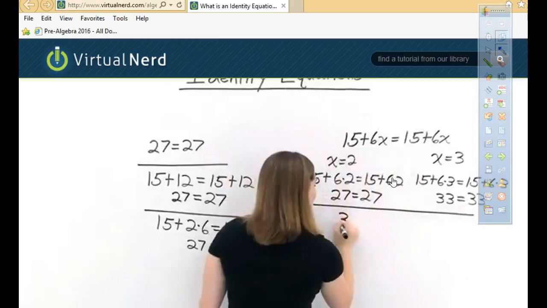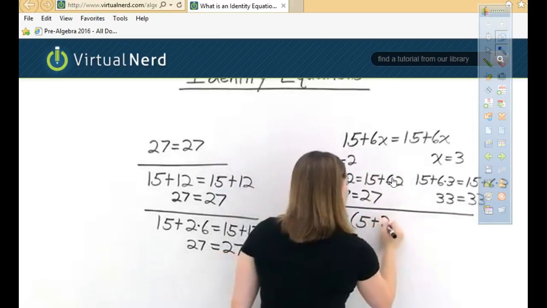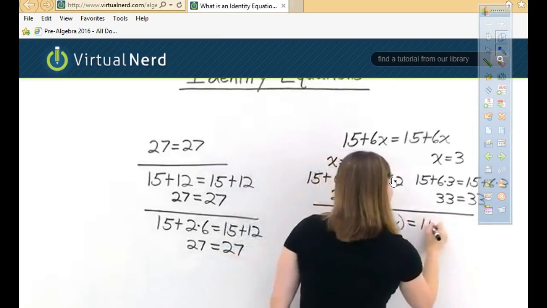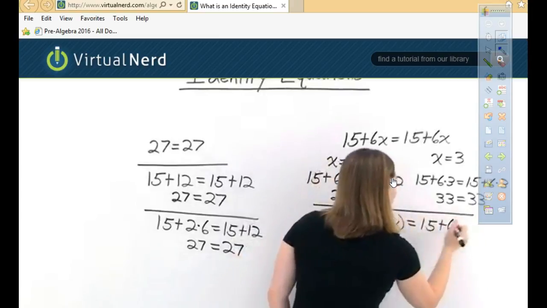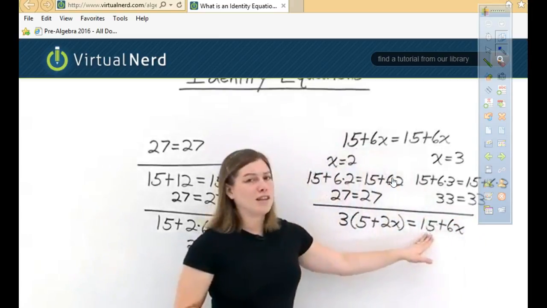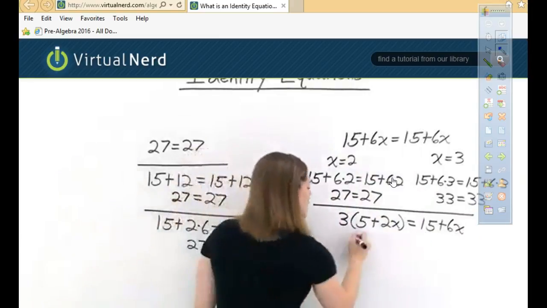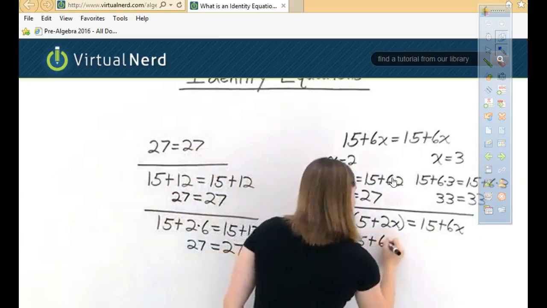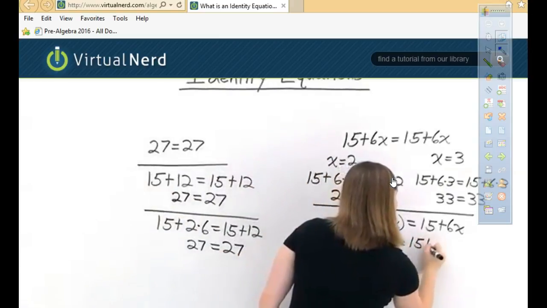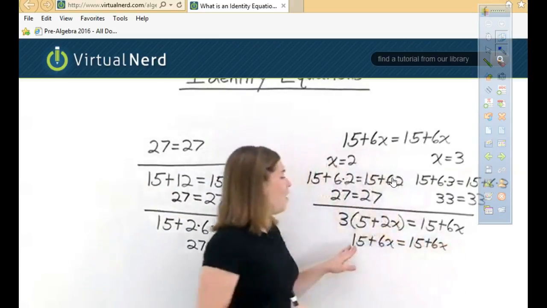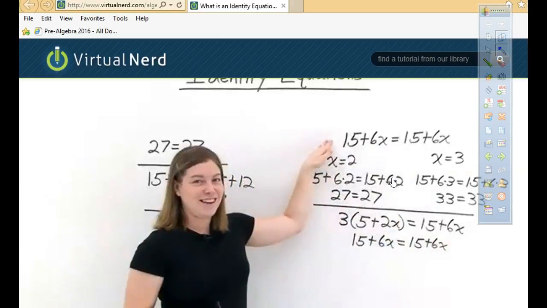What if we have something like 3 times (5 plus 2x) equals 15 plus 6x? The left-hand side doesn't look exactly like the right-hand side. But if we were to distribute in this 3, we end up getting 15 plus 6x equals 15 plus 6x. The identity equation we just looked at.